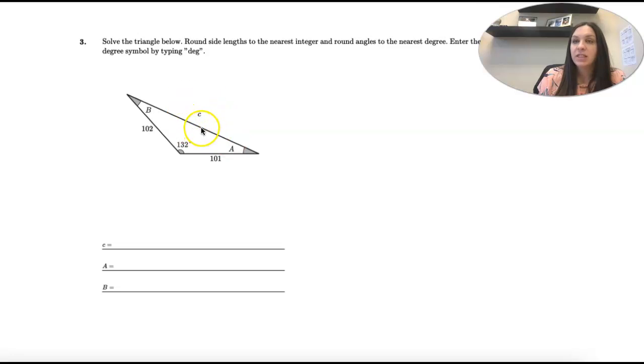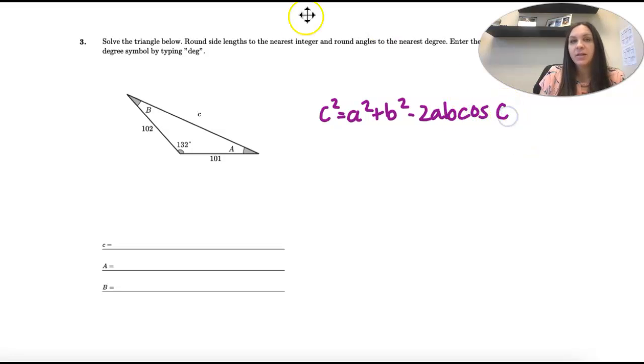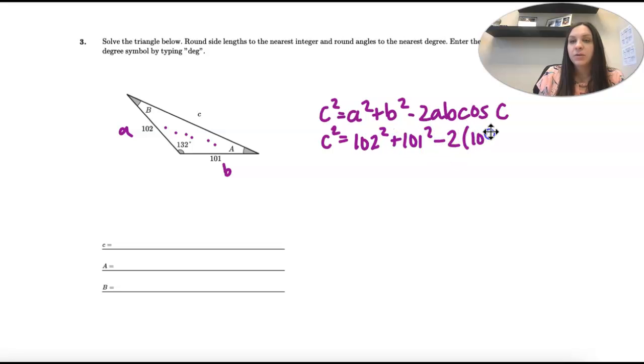So the law of cosines that gives us C is c squared equals a squared plus b squared minus 2ab times cosine of angle C. And we're just going to plug in everything we know. So A is across from A, B is across from B, so 102 squared plus 101 squared minus 2 times 102 times 101 times cosine of 132. Enter it all in for A, B, and the angle.